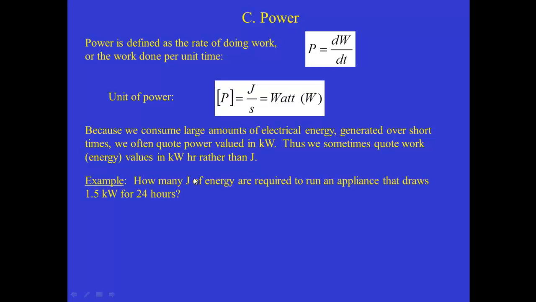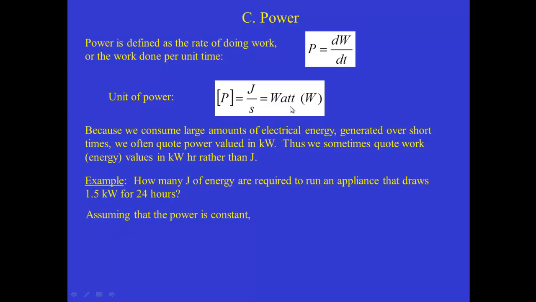So here's an example. How many joules of energy are required to run an appliance that has on a label information that tells us that it draws 1.5 kilowatts? So it's a 1.5 kilowatt appliance, and we want to know how many joules are needed to run that thing for 24 hours. Maybe it's a light bulb, maybe it's a radio, something like that that's on for 24 hours. So how do we do this?